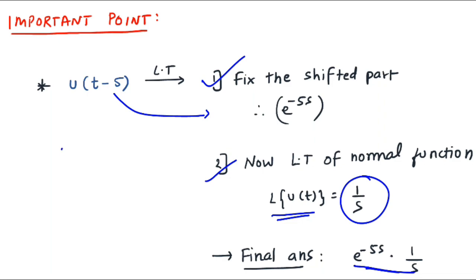So taking one more example, let's say if it was u of t plus 7, the Laplace of that would be, first I will take the shifted part, I will fix that, right? So e raised to plus 7s into Laplace of u of t would be 1 over s. So this is the final answer.